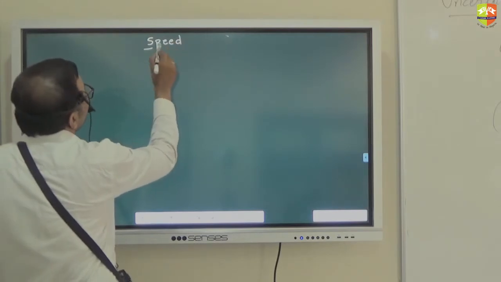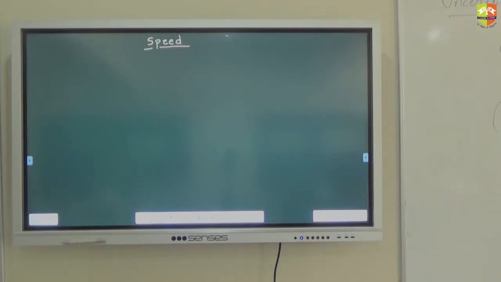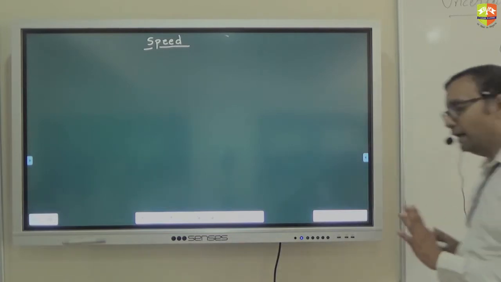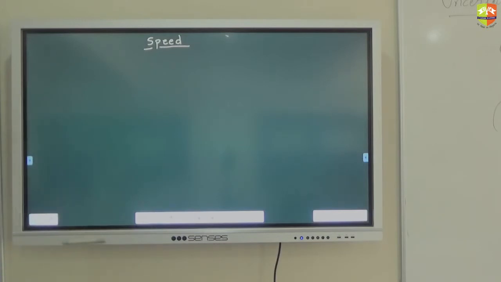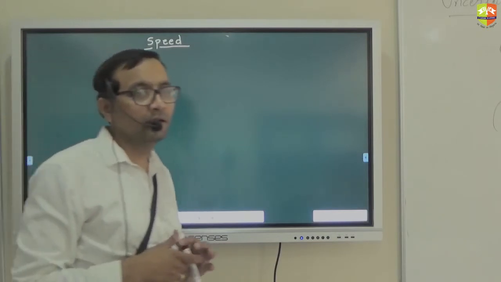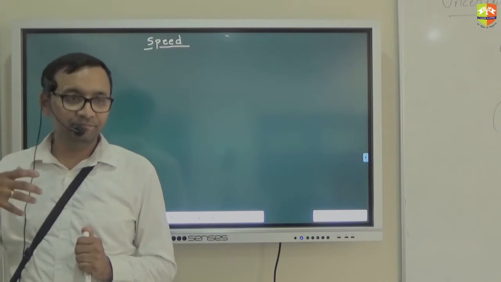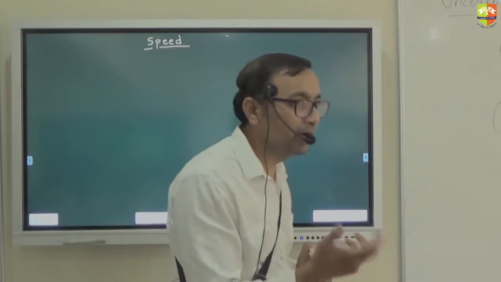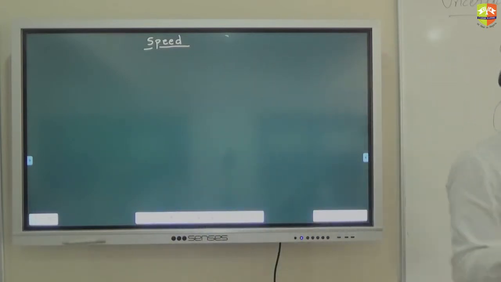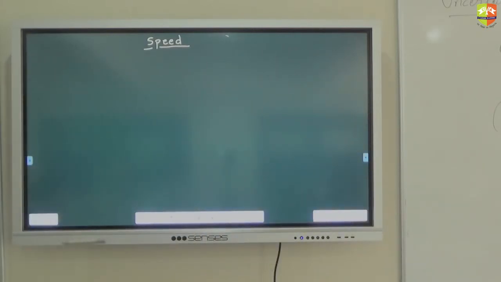Somebody said something. Speed. What is speed? Understood. And you're telling me mathematically what is the formula of speed? Distance covered by what? I mean, you're telling me how it is getting quantified. How fast or how quickly the distance is covered. Are you getting it? Write down. Speed is how fast.